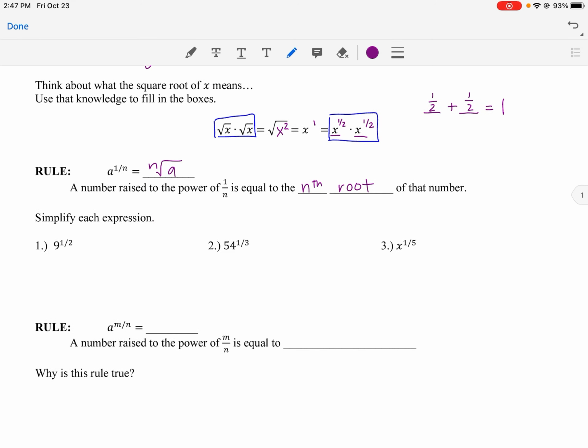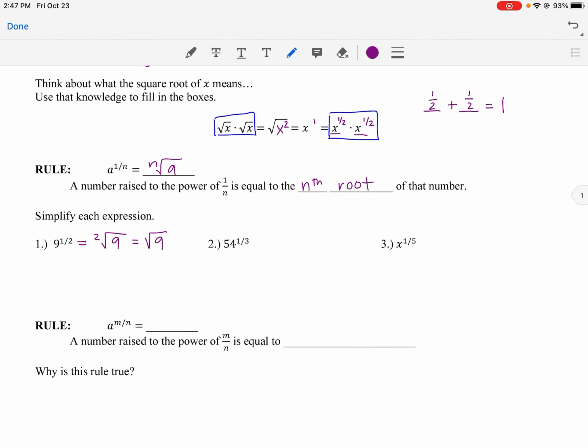Okay, so if I have 9 to the 1/2, that's the same as the square root of 9. And you don't necessarily need to write it with that 2. You can just write it like this, and the default index is 2. So the square root of 9 simply equals 3 here.